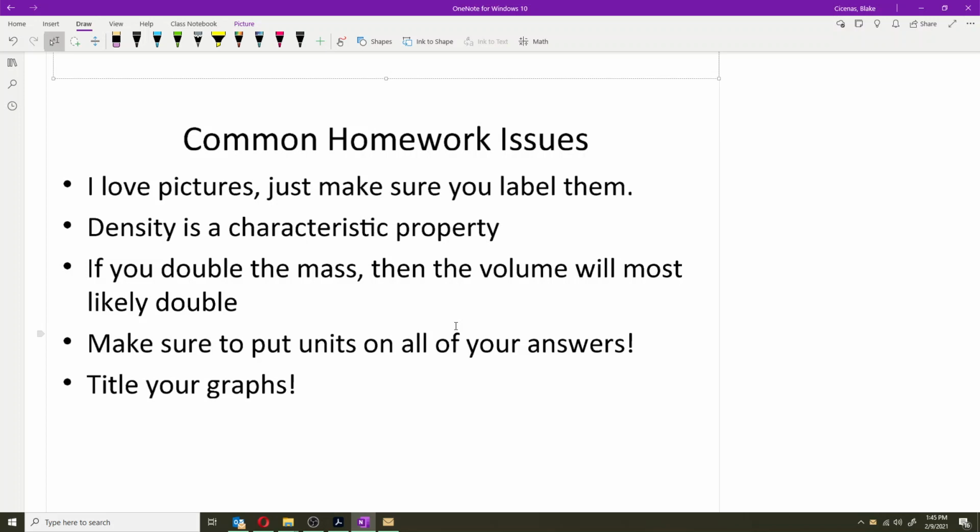Density is a characteristic property. Always remember that, because density is going to be intrinsic. It's always going to be associated with said object. Iron's always going to have the same density, more or less. If you double the mass, then the volume will most likely double, but it's not 100% true, because doubling the mass doesn't always change the volume, depending on the situation. But it's likely that you're going to double the volume as well, but only if your density remains constant. So remember that. And make sure to put units in all your answers and always title your graphs.